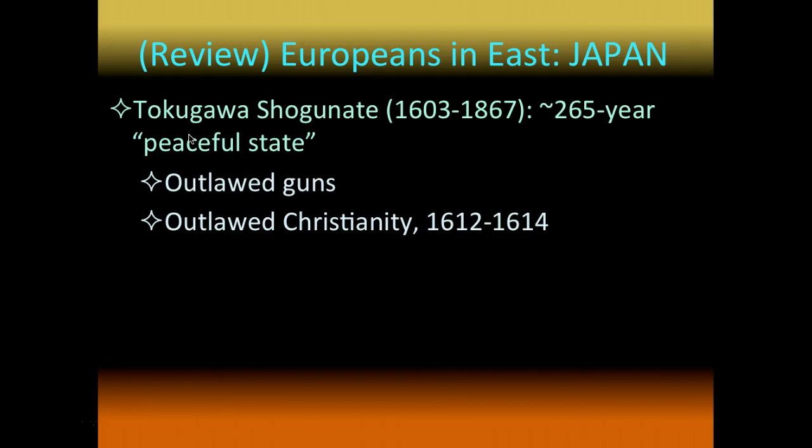This Tokugawa system put an end to the previous civil war and bloodshed by breaking the daimyo's local allegiance and forbidding the samurai to fight. And all of this led to about 2.5 centuries of peace in what became known as the peaceful state from about 1603 till 1867. So it was really closer to 265 years.